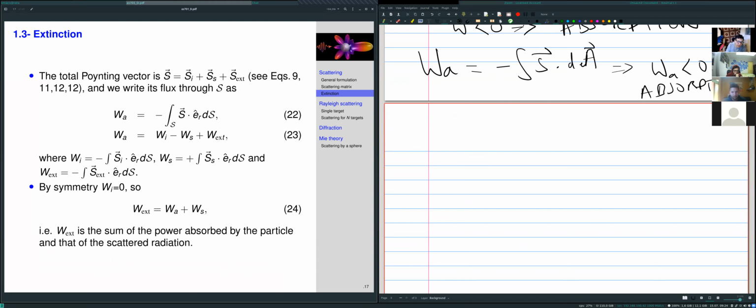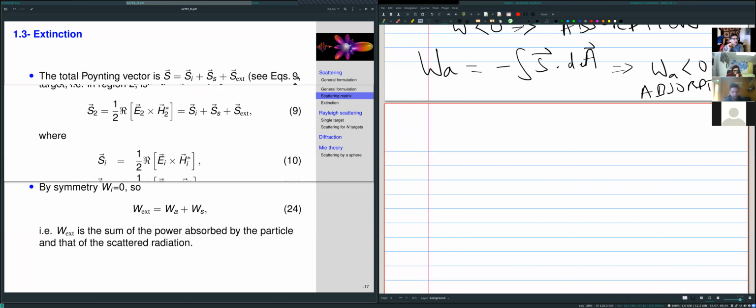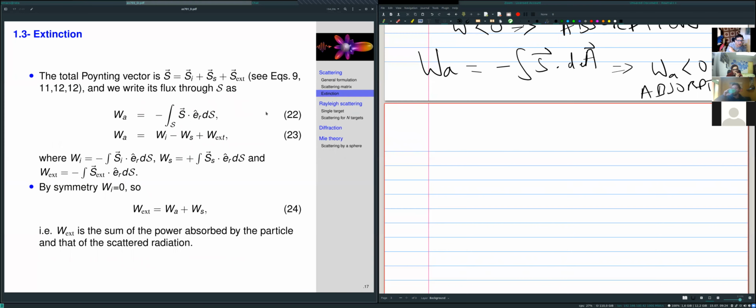Now, if you decompose the Poynting vector as in equation 9, so this is what we just saw, we saw that the Poynting vector outside the obstacle is the sum of the incident Poynting vector, the scattered Poynting vector, which is that of the scattered wave, and the crosstalk. So we plug it into this flux and change the definition of signs with these new W's. So W incident is just the minus, but W scattered has got a plus.